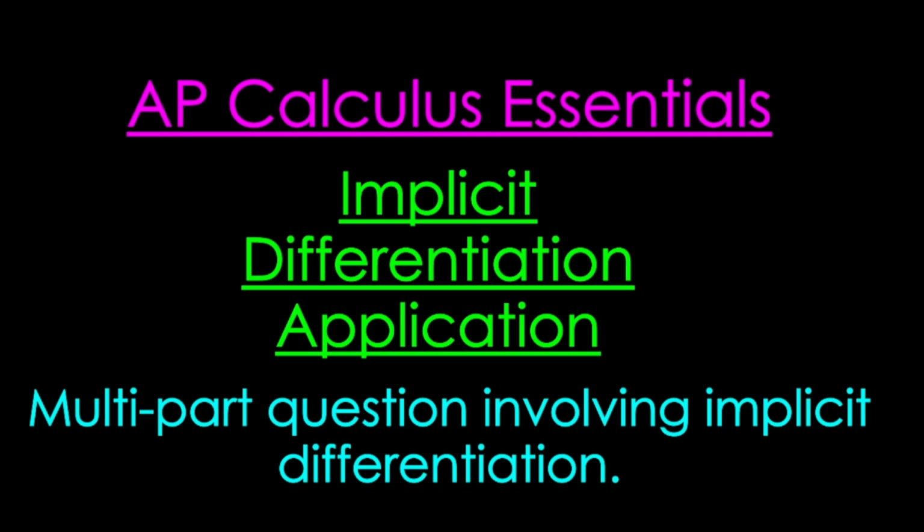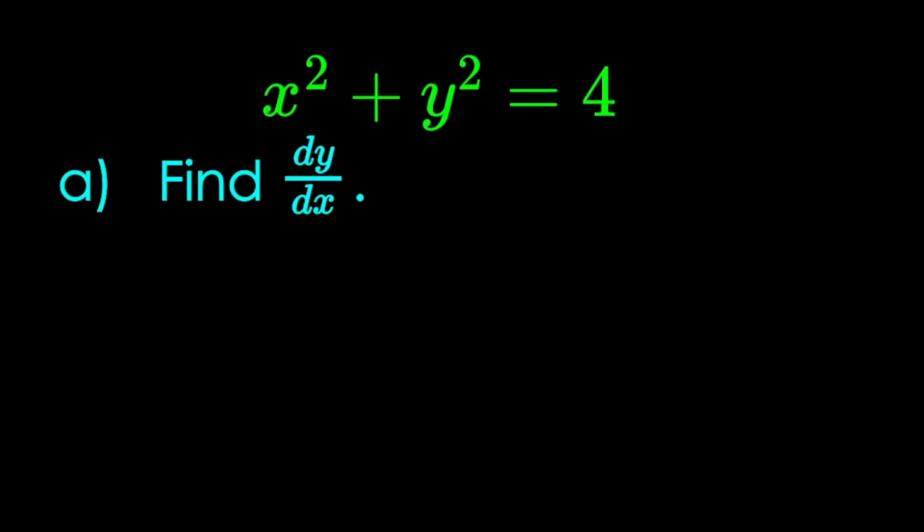Welcome back! Now that we know the process for implicit differentiation, we can answer questions that involve first taking a derivative implicitly and then using that derivative to analyze a more complex situation. So here's a basic relation, x squared plus y squared equals 4. You might recognize that as the equation of a circle centered at the origin with a radius of 2.